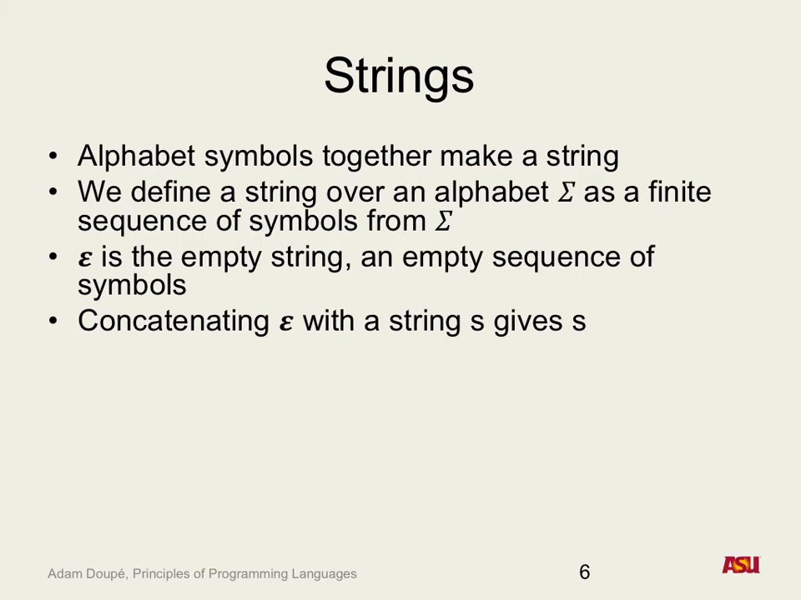So we have some rules that fall out from this. If we concatenate epsilon with some string S, the result is just S, right? Because epsilon is empty. If epsilon is concatenated with epsilon, what do I get? Epsilon. Cool. We're going to use concatenation here just as the strings next to each other. So epsilon concatenated with S is the same as S concatenated with epsilon, which is the same as just S.